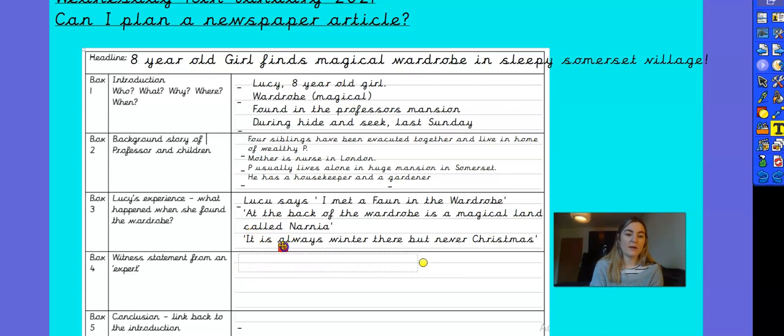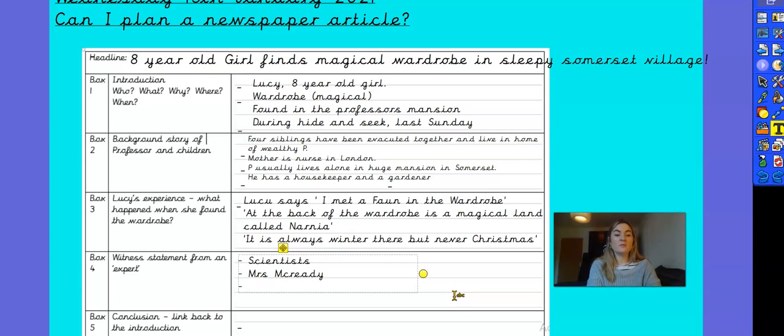Okay, let's have a look at witness statement from an expert. So I might write a couple of examples, but I'll let you finish it off because otherwise I'll have planned it all out. So try and have a think of some things that you could include that I haven't already included. But your witness statements might want to come from, let's say, scientists, or you might also have a witness statement from Mrs. Macready. But remember, she might say that it's a load of rubbish and that she doesn't believe in it because she's never seen any type of magical wardrobe before.